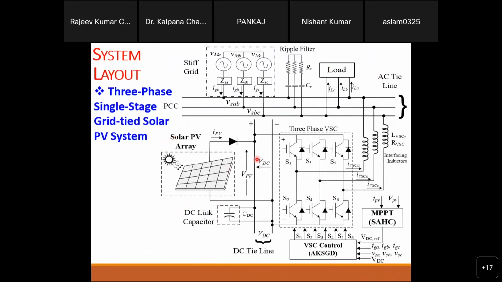Means no DC link. Sorry, no DC-DC converter here. We directly attach the panel to this DC link, and then the system is going to work like that, right? But if you are going with the two stage, then you will attach another DC-DC converter here. So what is the merit and demerit of that?